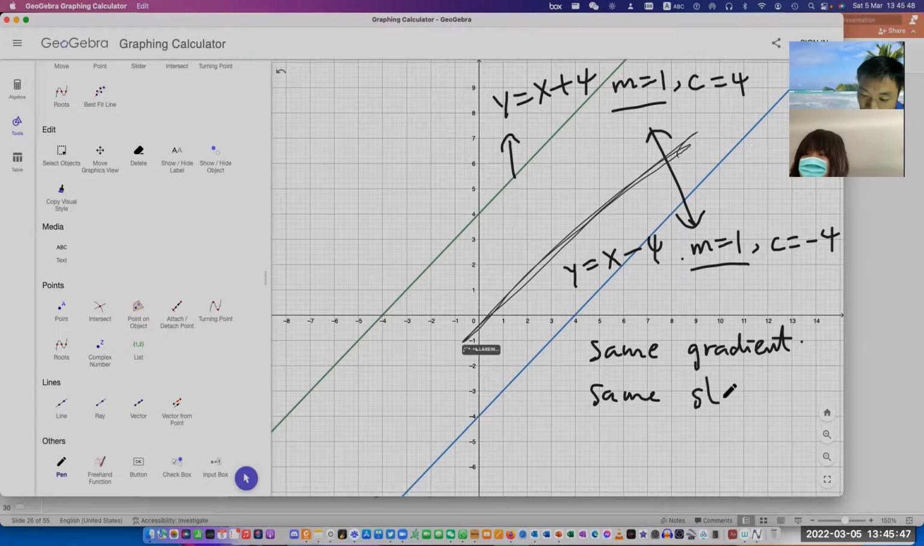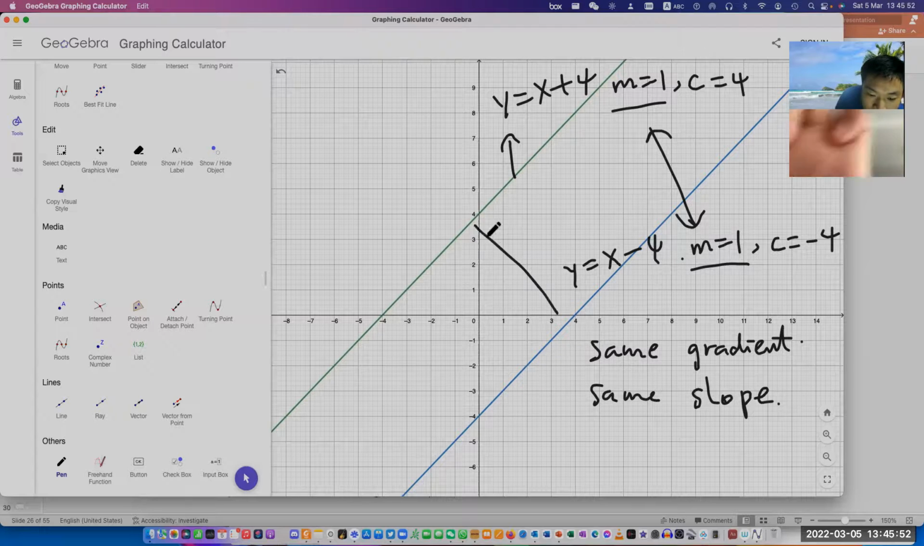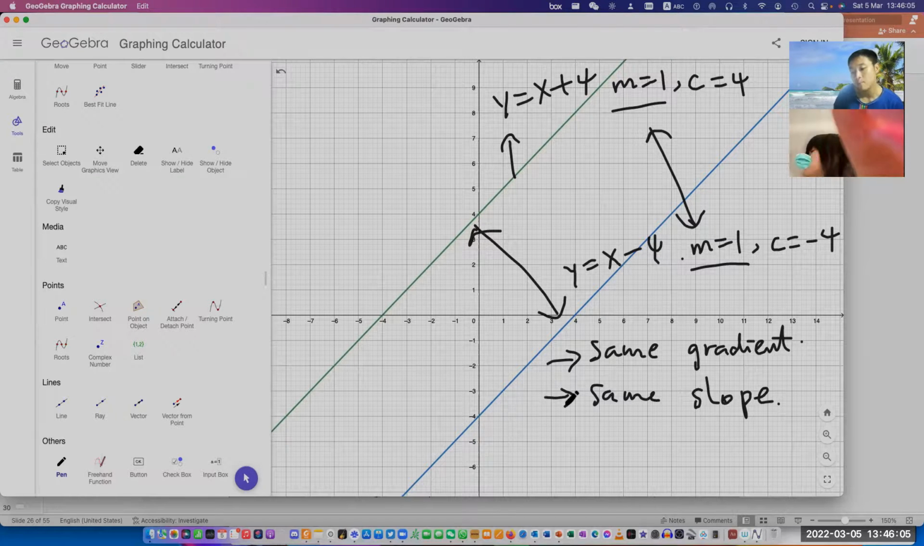Yes, same slope. So when you have the same slope, it means parallel lines. That's why they end up as parallel lines. Same gradient means same slope. Same slope means same steepness of the slope. Make sense? Okay, good.